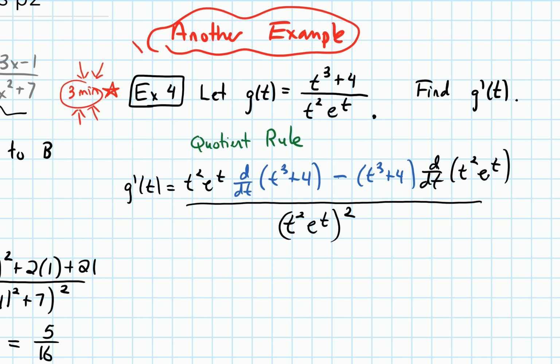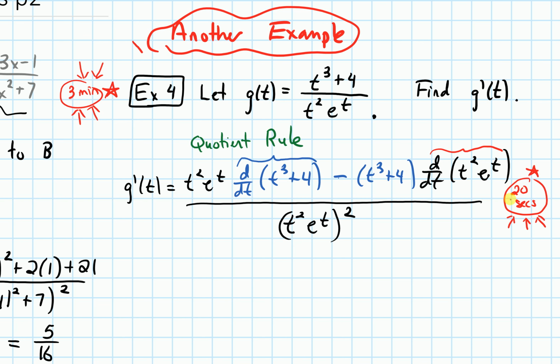There are a couple of derivatives left for me to figure out. There is the derivative of t cubed plus 4, and that one's not too bad. But there's one more derivative: I have to do the derivative of t squared e to the t. So pause the video one more time for about 20 seconds and think about what rule we would need to use to take the derivative of t squared e to the t.